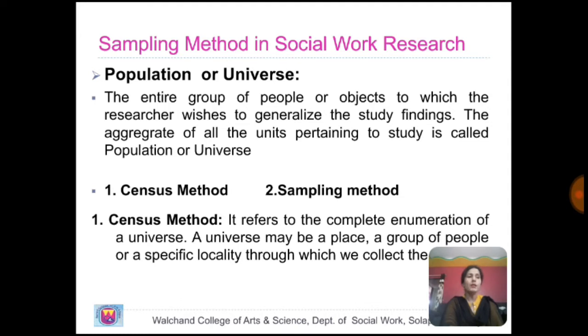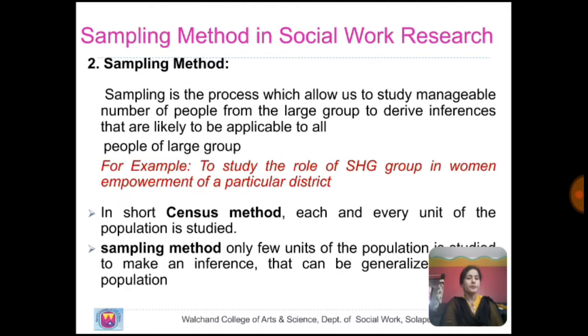Broadly, there are two methods by which the respondents could be selected for data collection in social work research. One is census method and the other one is sampling method. Now let us see each method in detail. Census method refers to the complete enumeration of the universe. A universe may be a place, a group of people, or a specific locality through which we collect the data. Here we take into account all the elements of the population and data is collected from total population. Census method is necessary in some cases like population census, agricultural census, animal census, etc. for gaining vast knowledge.